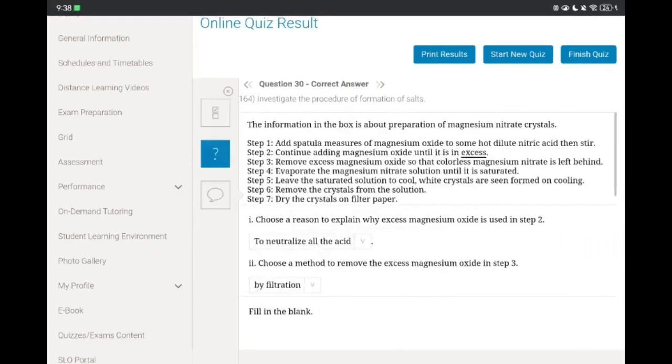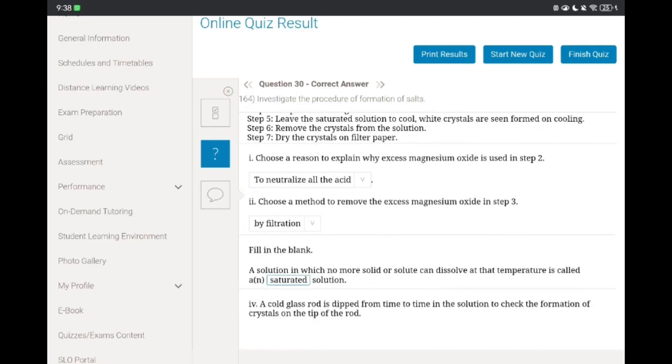Choose a reason to explain why excess magnesium oxide is used in step 2. Here in step 2 it said continue adding magnesium oxide until it... This is the preparation of magnesium nitrate crystals. You're trying to get crystals, so you want to neutralize all the acid. You don't want any acid left. You want the metal to be in excess. You want a dry lump of the metal at the bottom. You want it to be a residue. So you use it to neutralize all the acid. And then in step 3, you filter it with the funnel and paper, all that stuff.